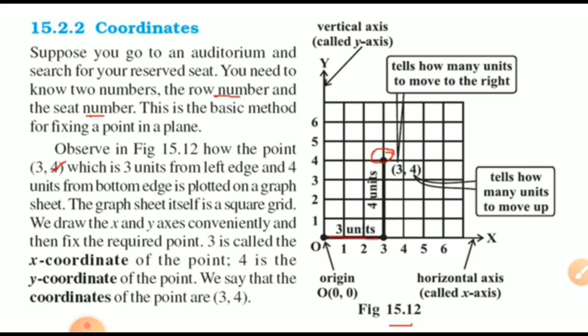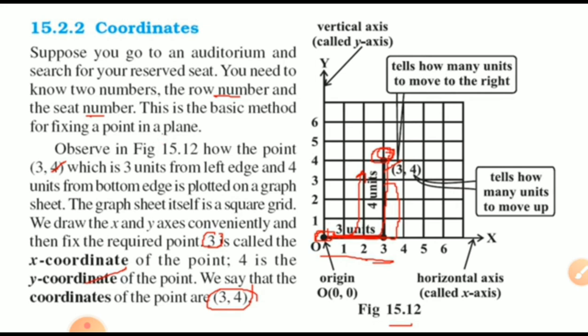The graph sheet itself is a square grid. We draw the x and y axes conveniently and then fix the required point. 3 is called the x coordinate of the point, 4 is the y coordinate. We say that the coordinates of the point are (3, 4), not (4, 3). The first number shows the x-axis position and the second number shows the y-axis position.